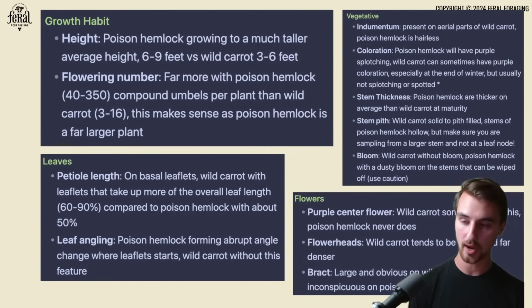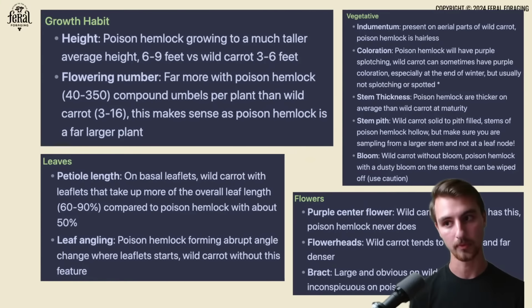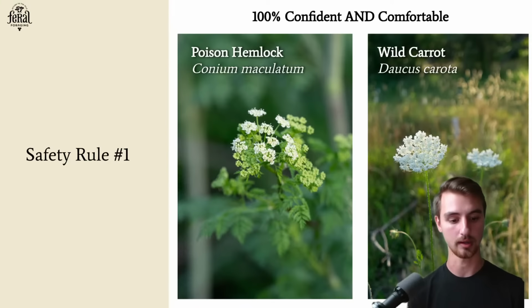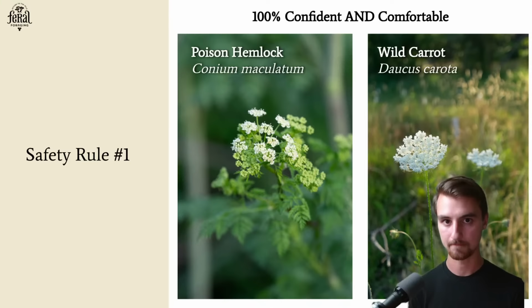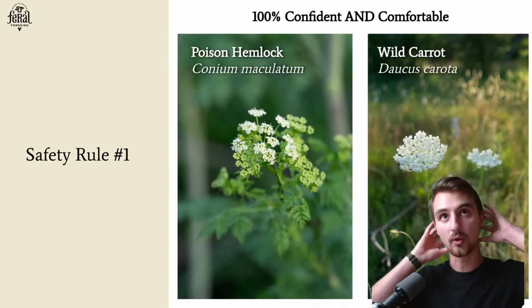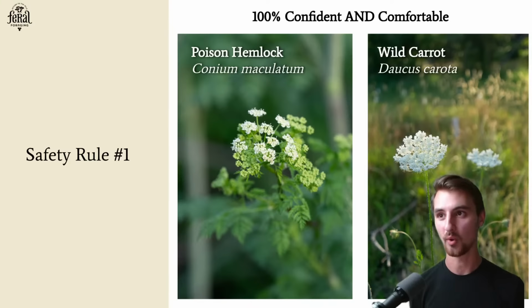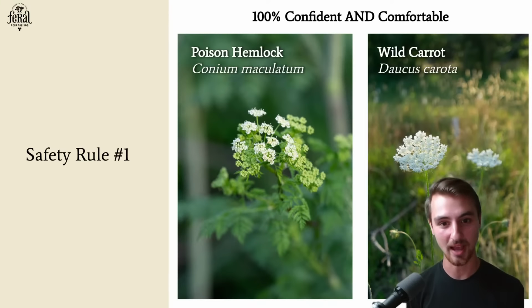Now, the other aspect of this is being comfortable, right? So let's go back and look at this for a second. When I started foraging, I could recognize wild carrot fairly quickly. It was, to me, a relatively easy plant to identify, but I still wasn't comfortable with it. I still had this question in the back of my mind, like, what if? What if there was a weird poison hemlock or a weird wild carrot that I could still make this mistake?